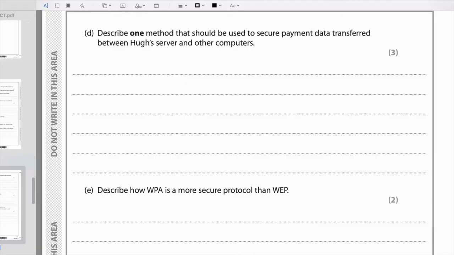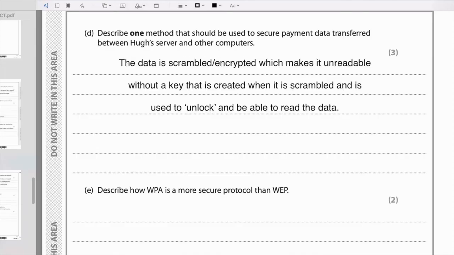D. Describe one method that should be used to secure payment data transfer between Hugh's server and other computers. So my answer is the data is scrambled, encrypted, which makes it unreadable without a key that is created when it is scrambled and used to unlock and be able to read the data.